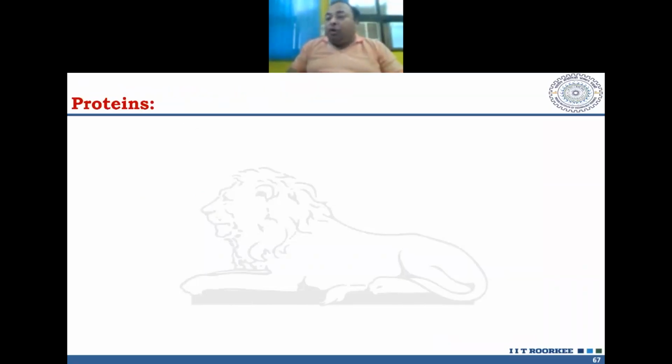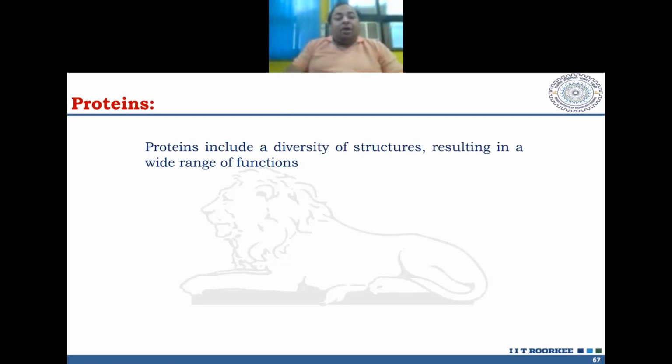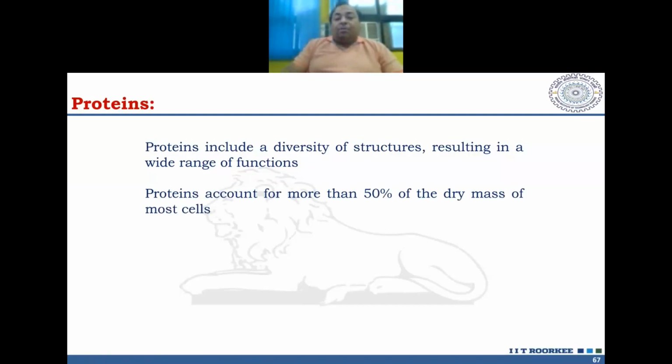Then coming to the fourth one, the protein. Proteins include a diversity of structures resulting in a wide range of functions. Proteins account for more than 50% of the dry mass of most cells.